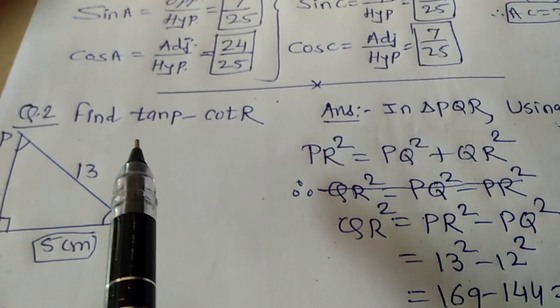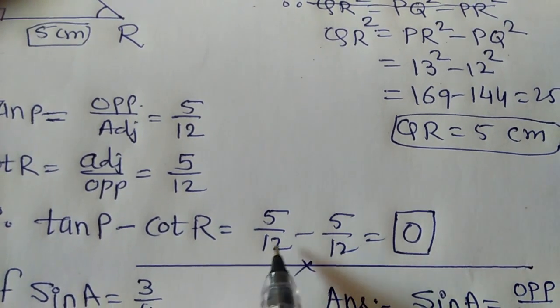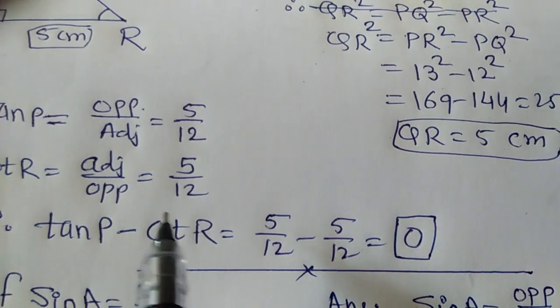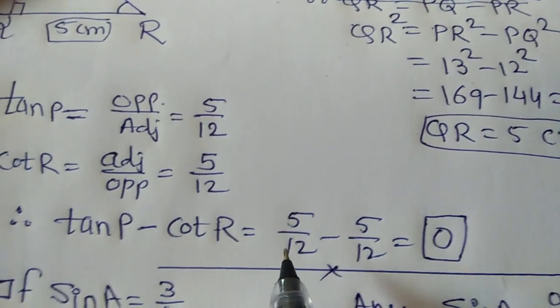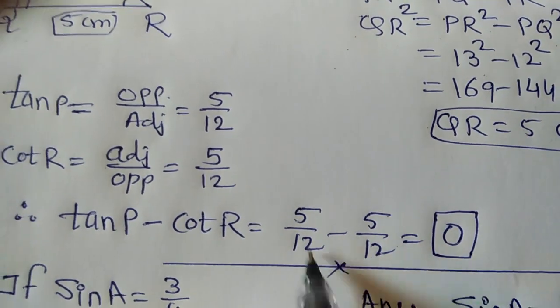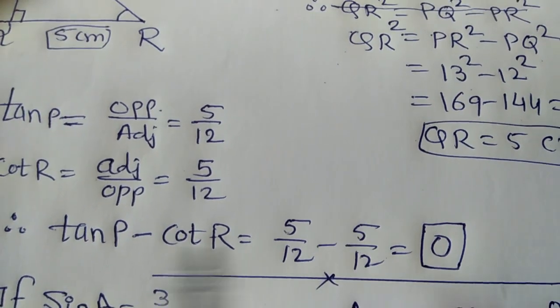Then our question is tan P minus cot R. Write the question. Put the values. Tan P is 5 by 12. Cot R is 5 by 12. Then 5 by 12 minus 5 by 12. The same number is subtracted, then it is 0.